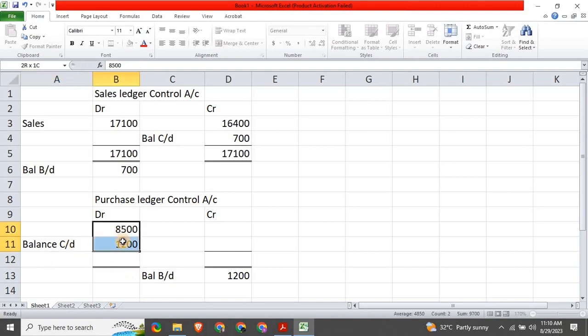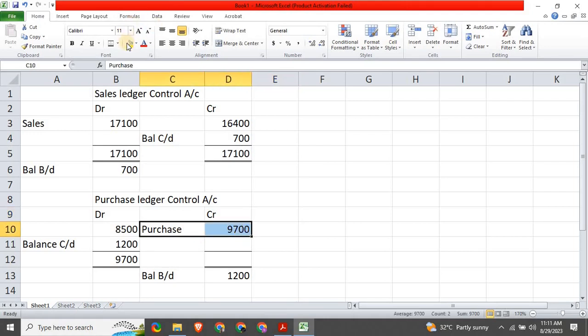So the total out here is 9,700. 9,700 is my purchase figure. So now we know how much is our purchase and how much is our sales. We can actually find out what the question is asking, which is profit for the year.